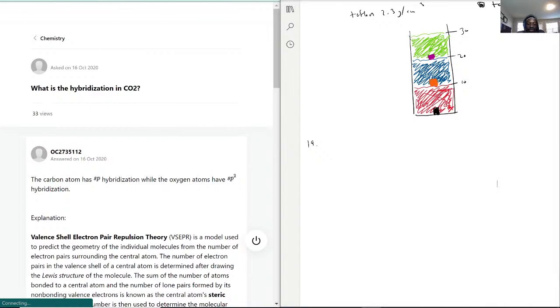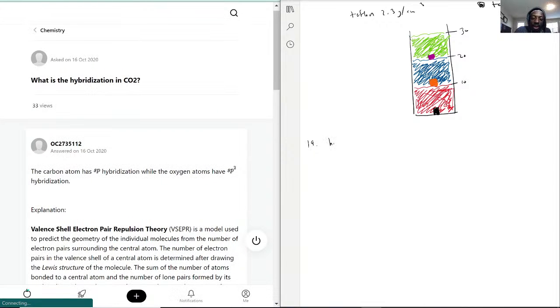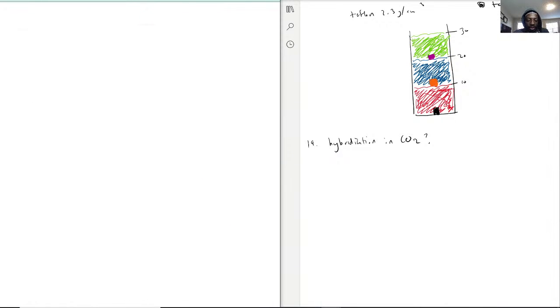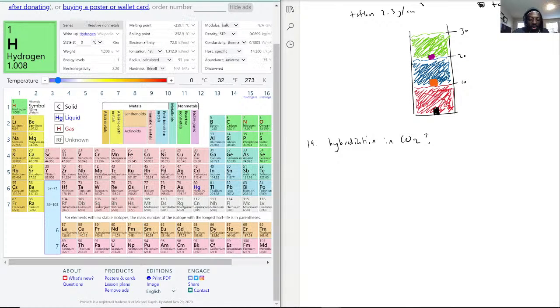So this question is asking, okay, what is the hybridization in carbon dioxide? So first we have to figure out what carbon dioxide would bond as. So once again, Lewis dot diagram, and you know what that means, electron configuration, just to make sure we know how many electrons are out there. You can still definitely use your periodic table to see it right away, but you know, just a good way to just keep practicing this writing down.